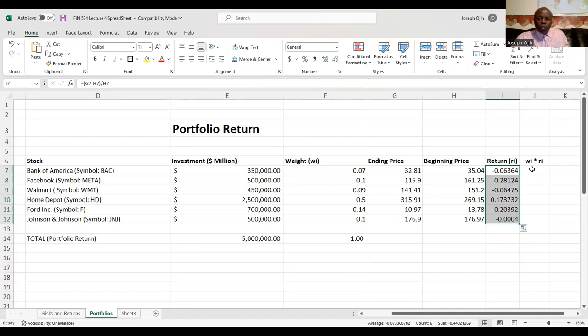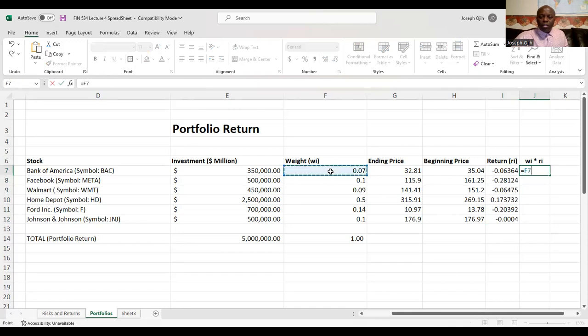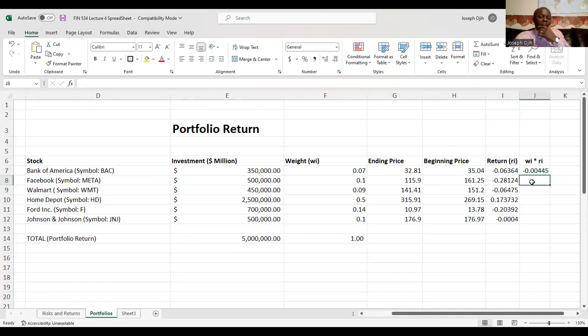Now to find the return times weight, see, this is the weight here. If you remember, the formula is weight times the return. So let's do it here. Equals, weight is this. I'm going to times the return of this. That gives us this. This firm didn't perform well. I can see it right now. So now if we copy it all down, you see the weighted returns.